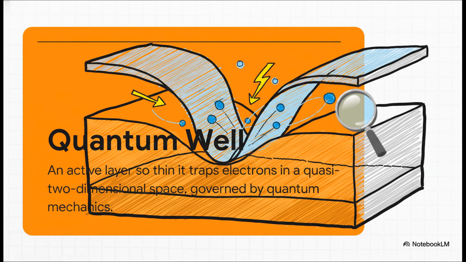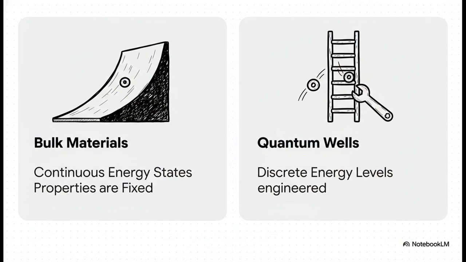It stops acting like a little particle and starts acting like a wave, and its behavior is now governed entirely by the bizarre rules of quantum mechanics. And that changes absolutely everything. See, in a normal bulk material, an electron can have pretty much any energy it wants. But inside a quantum well, it's only allowed to have specific, discrete energy levels, kind of like the rungs on a ladder. It can be on this rung or that rung, but nowhere in between. And the best part? We get to build the ladder.